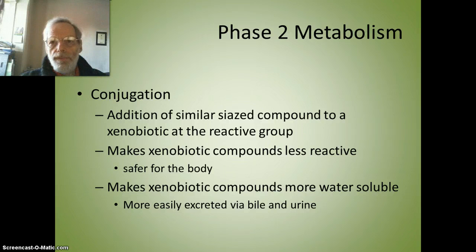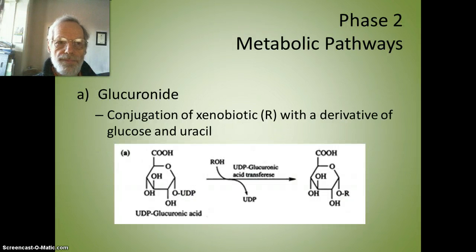So phase 2 accomplishes the next stage of metabolism by conjugation. This is the addition of a similar sized compound, and forgive the spelling mistake there, to a xenobiotic at the reactive group of that xenobiotic. Conjugation makes xenobiotic compounds less reactive and thus safer for the body. And it also makes them more water soluble and so more easily excreted via bile and urine.